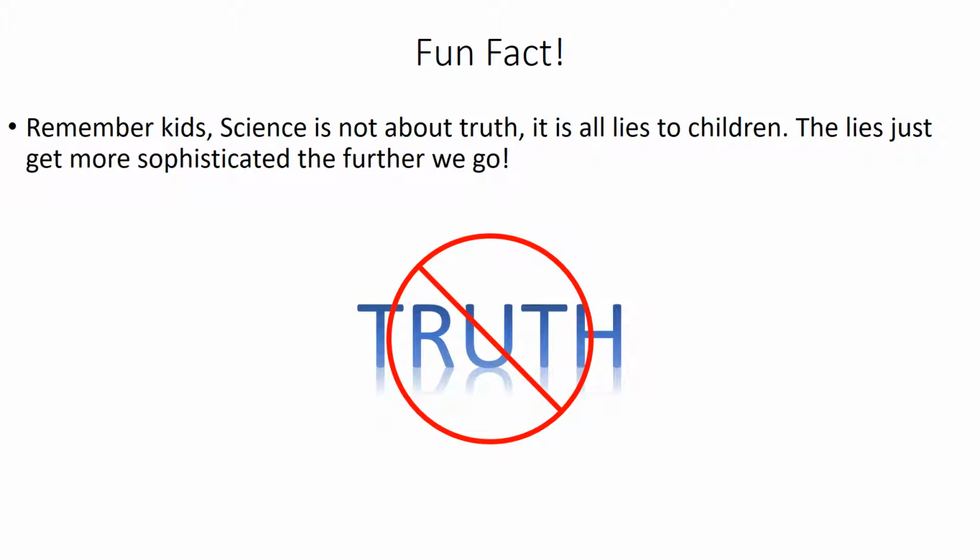So this brings us to a bit of a joke. Remember kids, science is not about truth, it's all lies to children. The lies just get more sophisticated the further we go. I hope you see the point what I'm saying here. Science is about approximations. And we're trying to get towards the truth, but we have to always add new additional corrections.